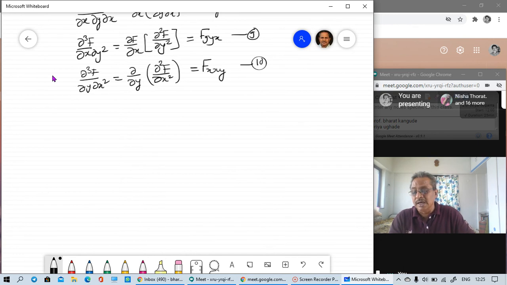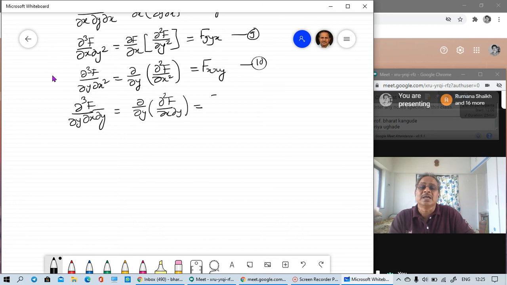Next is ∂³f divided by ∂y ∂x ∂y, like the earlier equation above. So this is partial differentiation with respect to y of ∂²f/∂x∂y, and therefore this can be written as, we can very easily write first with respect to y, then x, and then y. This is equation number 11.